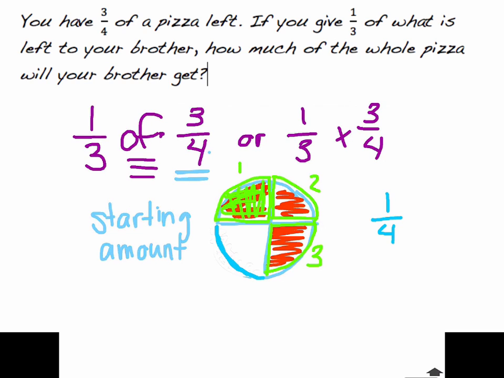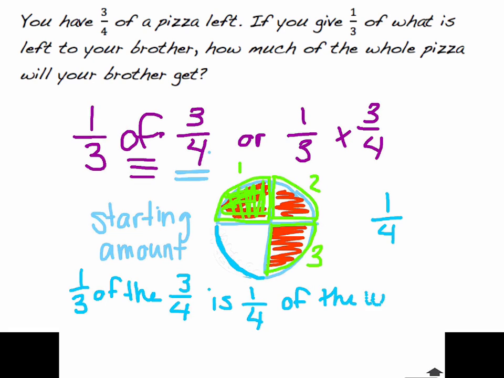Now, for our answer, we can put 1/3 of the 3/4 is 1/4 of the whole. Otherwise, 1/3 times 3/4 equals 1/4.